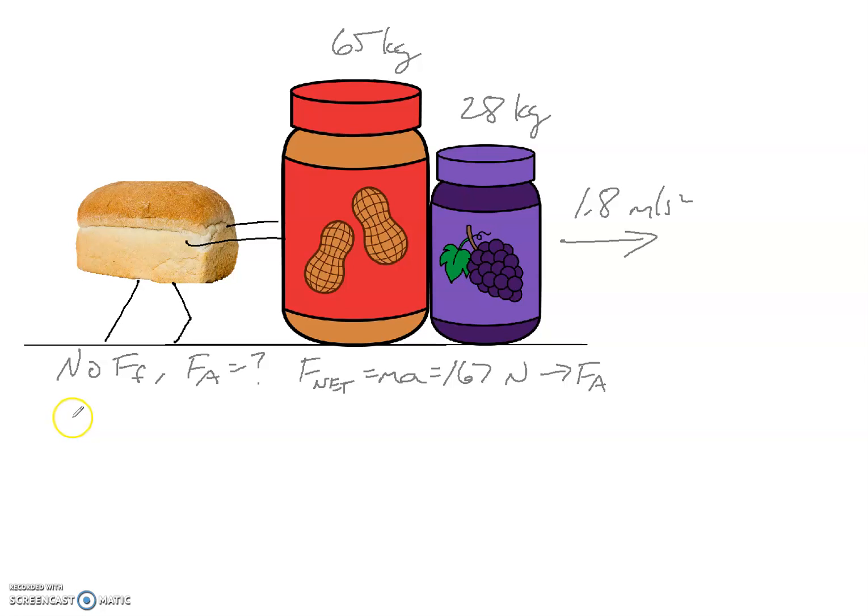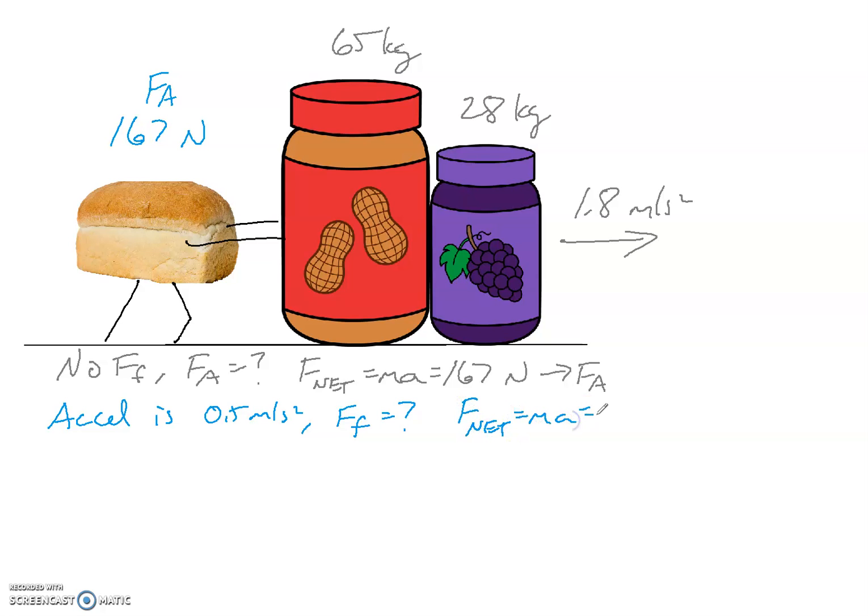So now we said that the acceleration is only 0.5 meters per second squared. So what is the force of friction? Well, the applied force is still 167. So he's pushing with 167 newtons. That is my applied force. My net force isn't going to be the same thing anymore. If I do my net force, F equals ma, with my new acceleration, I get a force of, give or take a little bit, around 47 newtons.